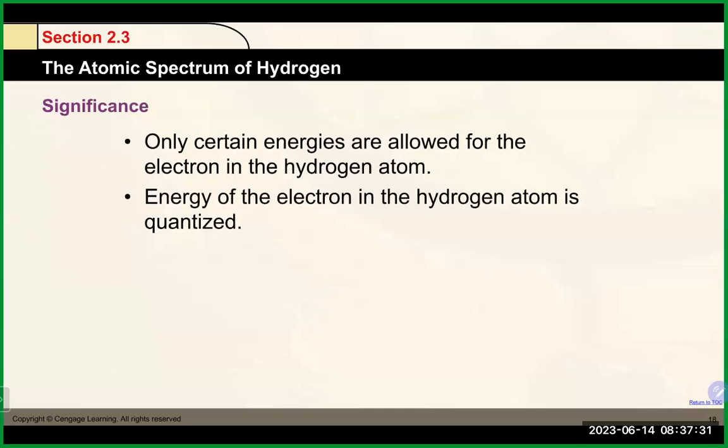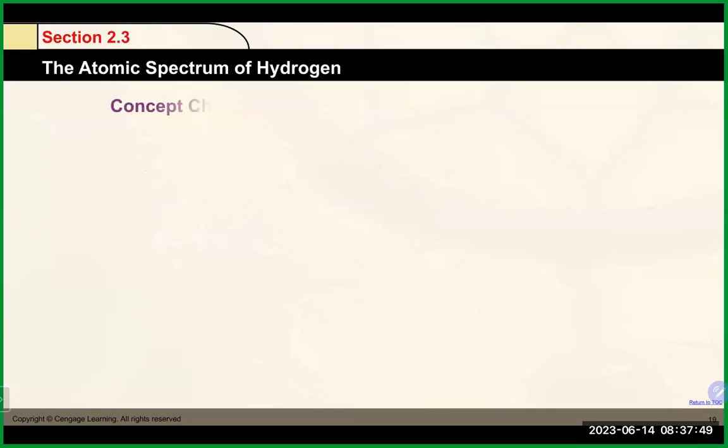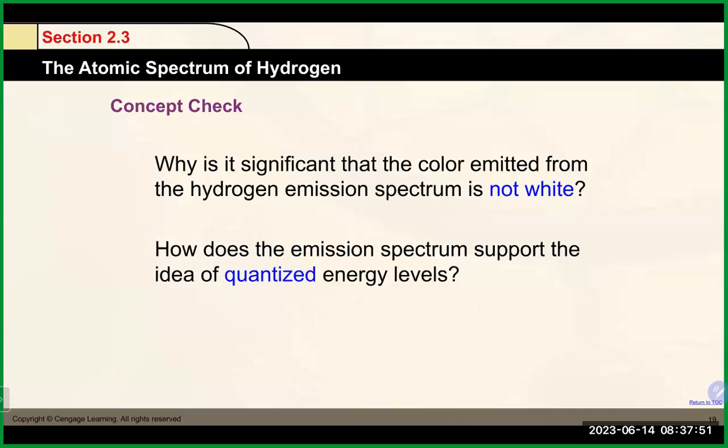Now, the significance of hydrogen is that only certain energies are allowed for the electron in the hydrogen atom. And again, that electron is quantized. So it's only going to be on perhaps the first energy level, second energy level, third. It will only do those transitions from one energy level to the next. And why is it significant that the color emitted from the hydrogen atom is not white? It's because it has this quantized energy, and we have these specific transitions occurring for the electrons in hydrogen.